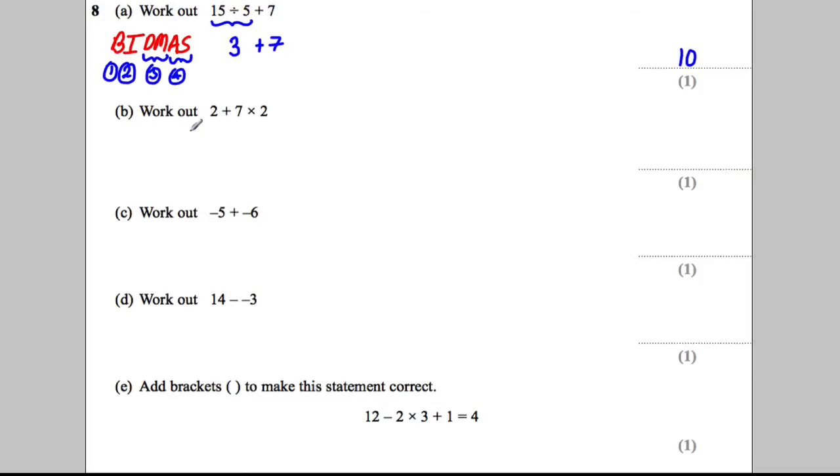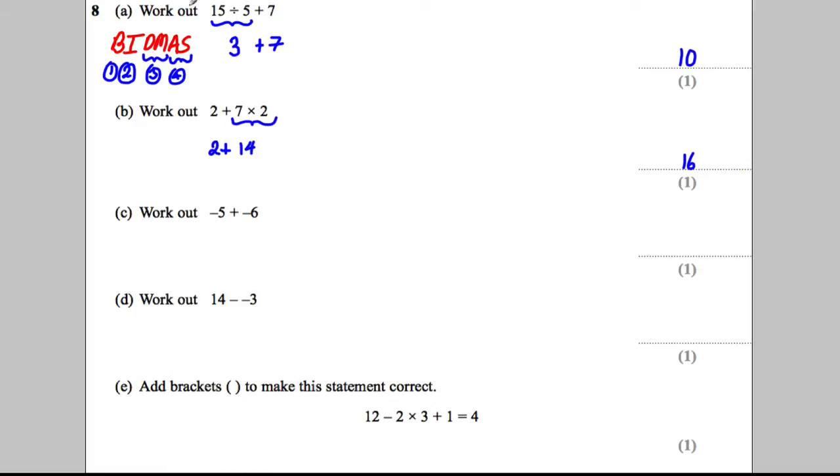Now, BIDMAS applies to the second one here. You've got an addition and a multiplication. You do the multiplications before the addition. So we're going to do this first. So we're going to do 2 add 7 multiplied by 2 is 14. And 2 add 14 is equal to 16.